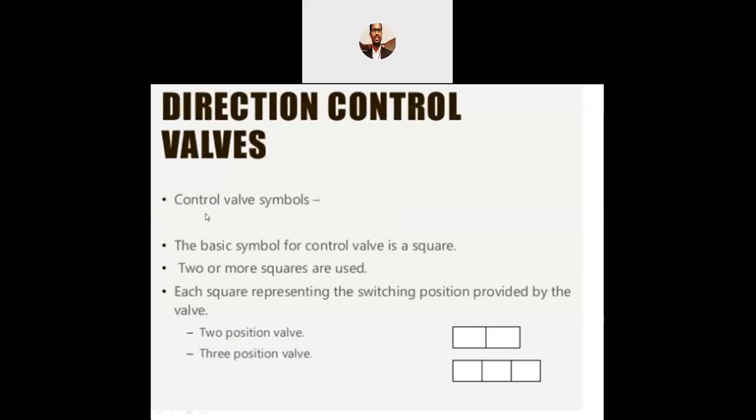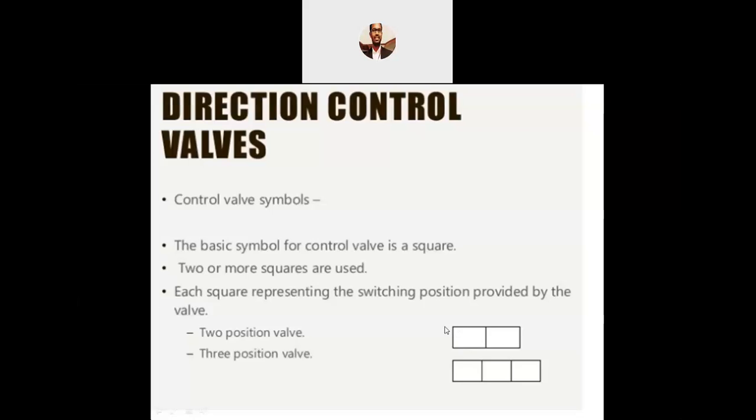Directional control valves. The control valve symbol is this. If you have two positions, that means on and off positions are there. I discussed it in the second module while talking about circuit diagrams. Two positions, one box and two boxes. If there are three positions, there will be three boxes. The basic symbol of a control valve is a square. Two or more squares are used, each square representing the switching position provided by the valve.